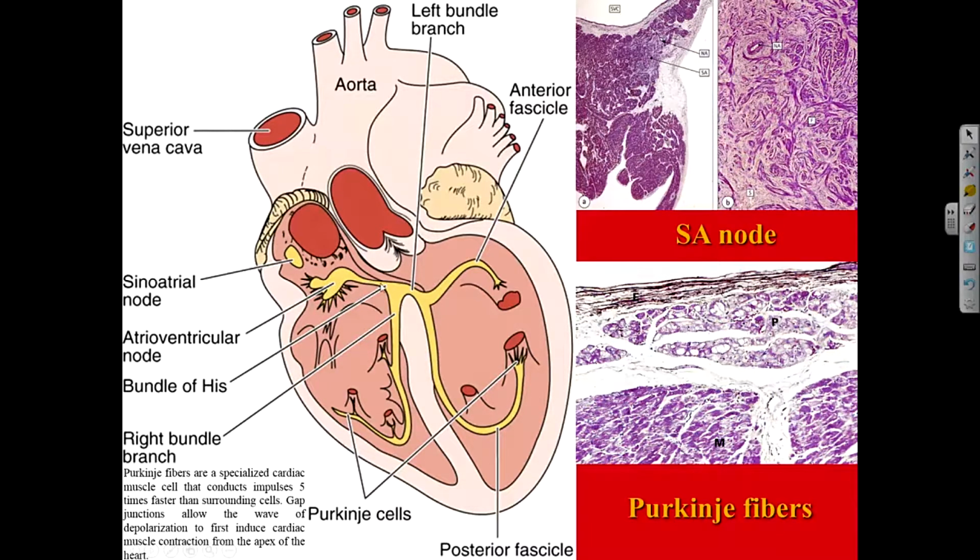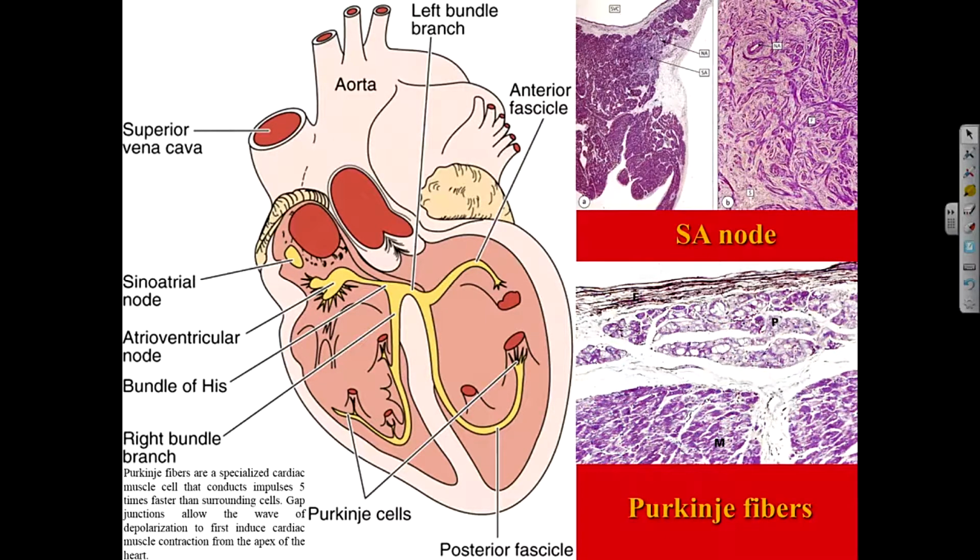The AV node then is connected to the so-called bundles of His, which are these bundles of specialized Purkinje fibers. And then this wave of depolarization passes all the way down the bundle of His to the apex of the heart, the pointy part, where we have connections of the Purkinje fibers to the cardiac muscle cells. And so the wave of depolarization starts from the apex and pushes the blood back towards the large blood vessels. So the impulse comes down here, it stimulates the cardiac muscle cells at the apex to contract, and then the wave of depolarization passes back towards the larger blood vessels, like the aorta.